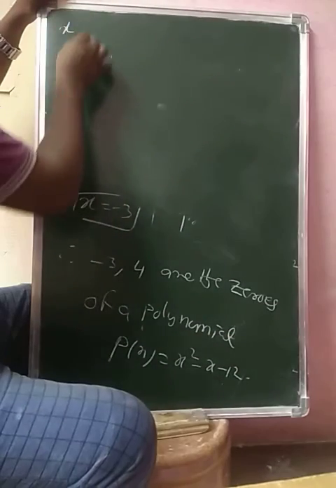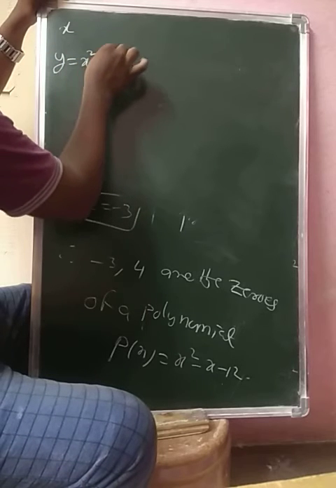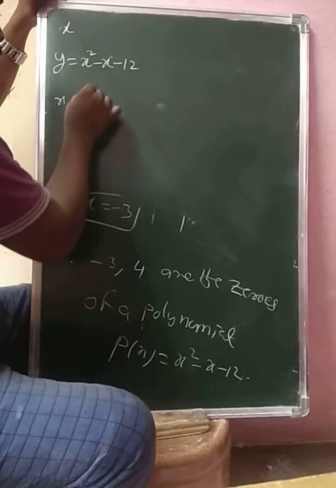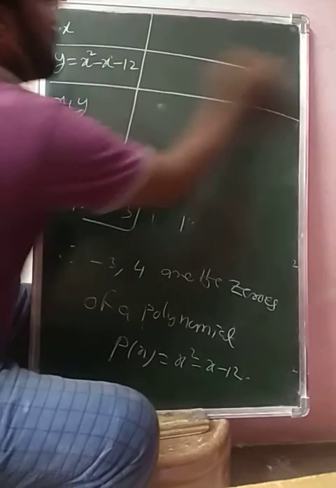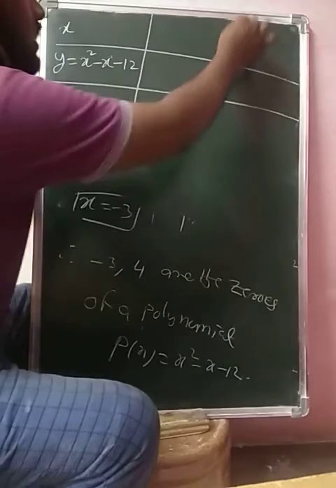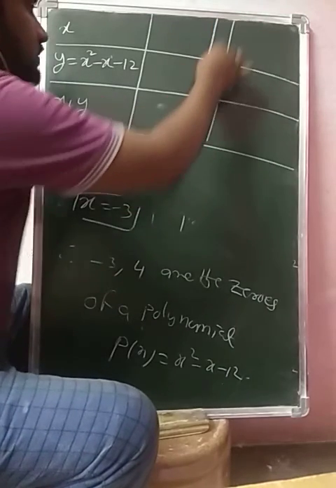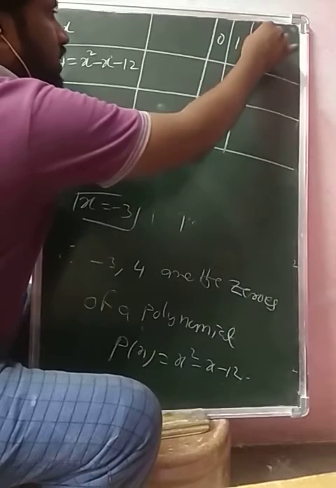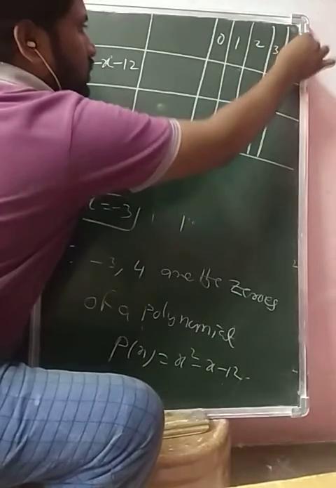The value of x and y is equals to x square minus x minus 12, the required point x comma y. So this is the required table now. You have to make like this only. So middle 0, and the right side positive numbers you take 1, 2, 3, 4.